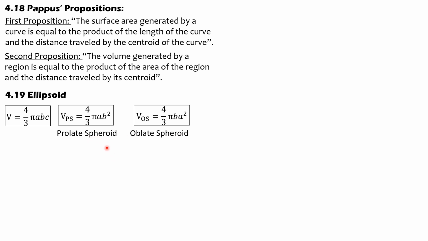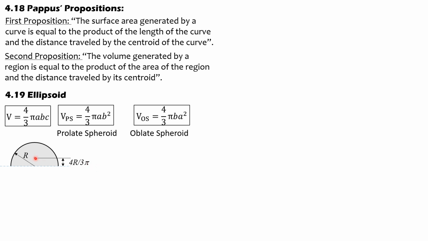So as a demonstration of these two propositions by Pappus, let's derive the volume of sphere, which is 4/3 pi r cubed. And you can only derive this by this approach, not by integration, if you know the location of the centroid of a semicircle from the diameter, which is 4r over 3 pi. And I hope you remember that.